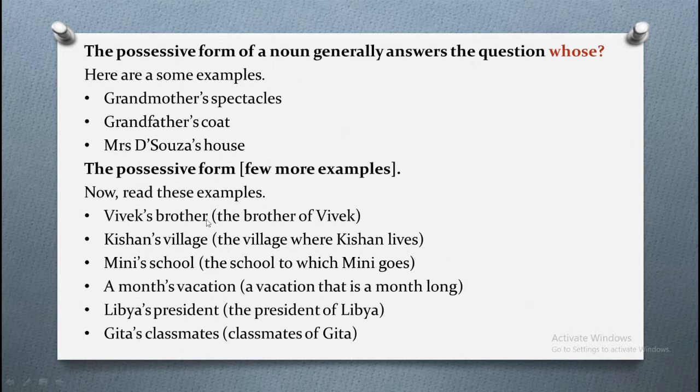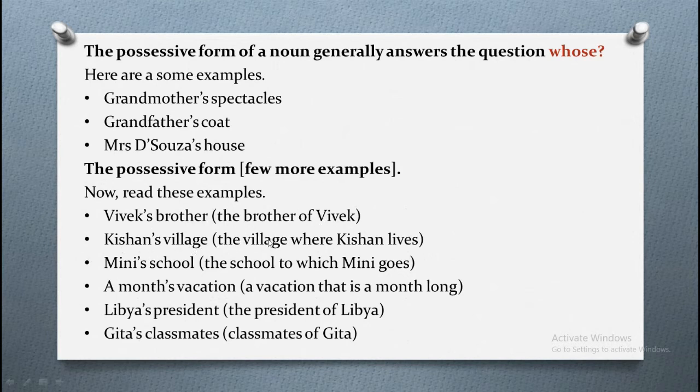Vivek's brother, or the brother of Vivek. It means this. If I say Vivek's brother, it means the brother of Vivek. It's not necessarily showing ownership that Vivek's brother belonged to him. We generally use it for of form, which we have discussed earlier. So Vivek's brother means the brother of Vivek.